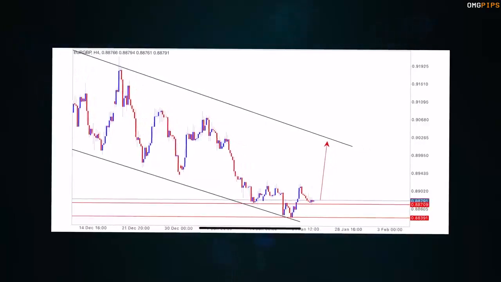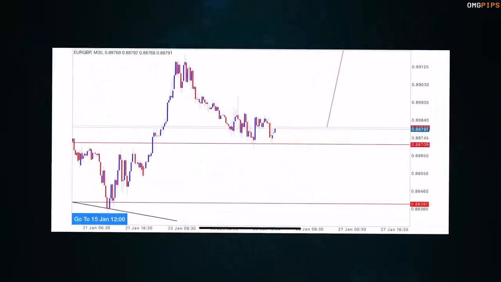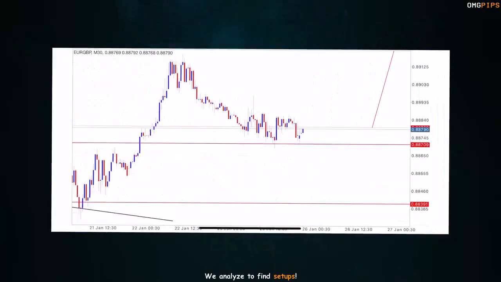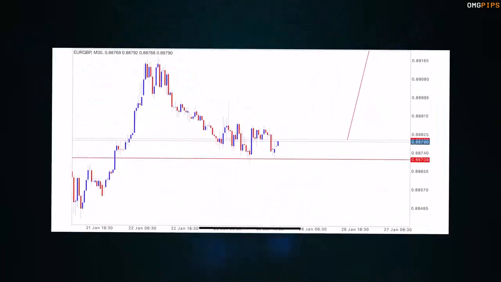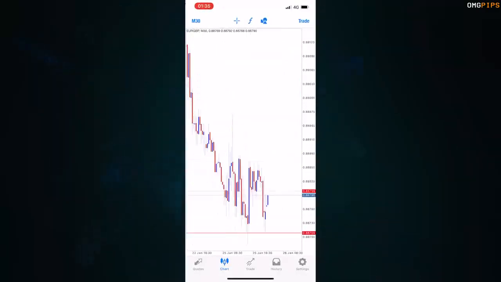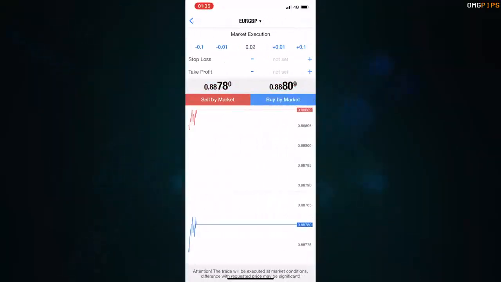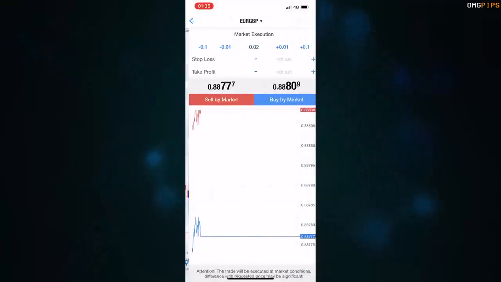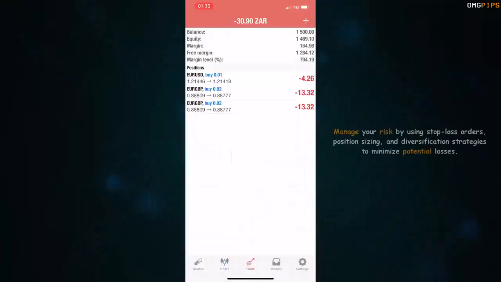However, guys, this is a very nice setup. So it's a nice setup, guys. Remember, we analyze to find setups. Now let's go take our first entry, as it looks like it's ready for buys. I'm going to go ahead and take a 0.2 trade because I think this is a bit of a high probability trade. We can see those are our 2 trades over there.